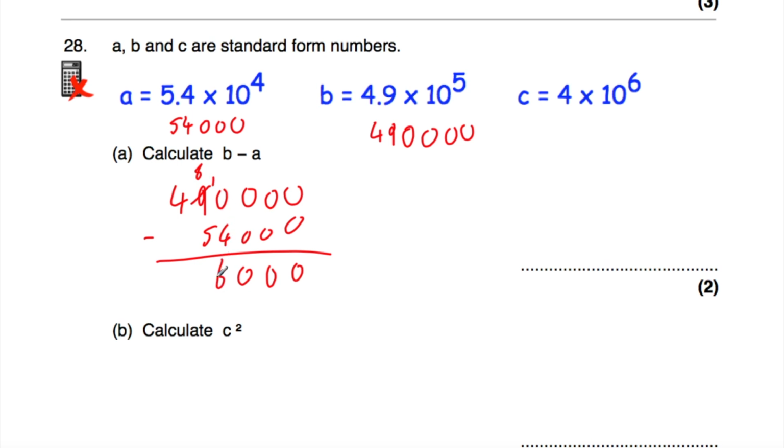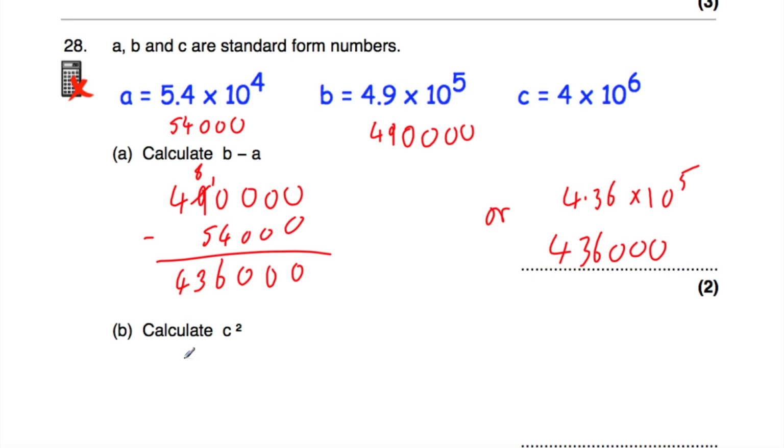10 take away 4 is equal to 6. 8 take away 5 is equal to 3, and then our 4. So we've got 436,000. That's what B subtract A would be. You could, if you wanted to, write 4.36 times 10 to the power 5. Either one of those would be fine.